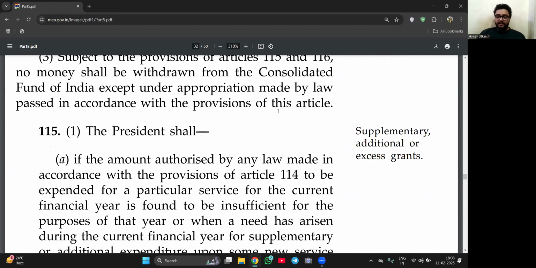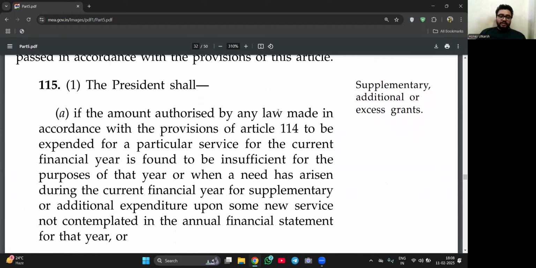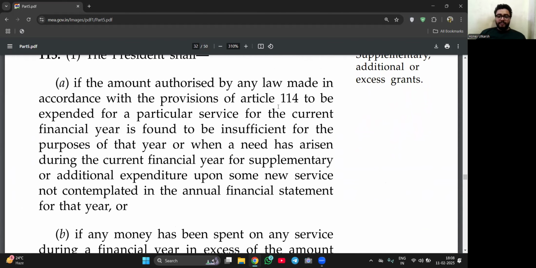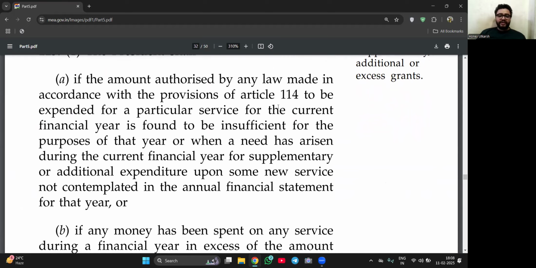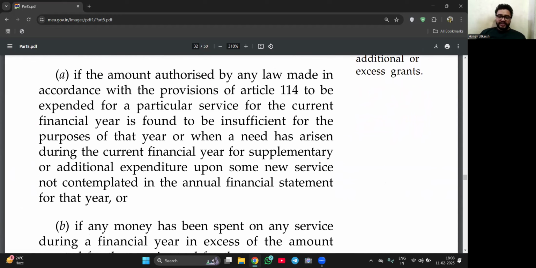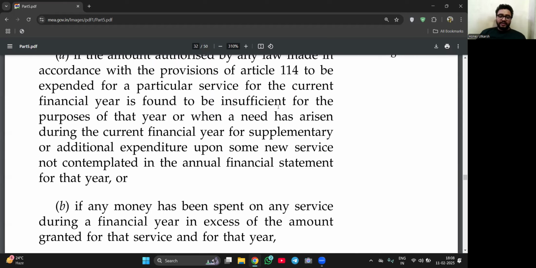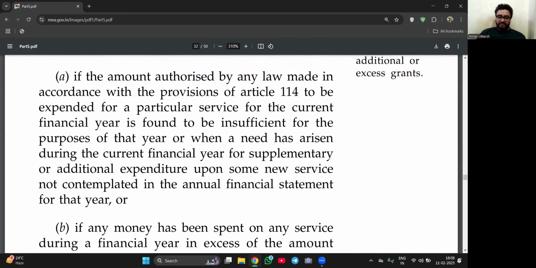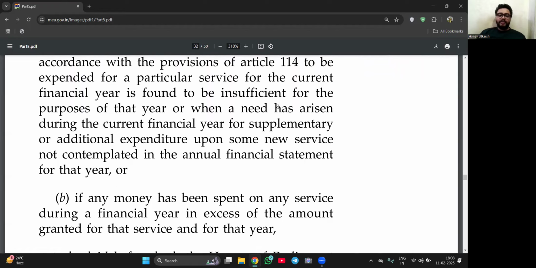Article 115, supplementary, additional, or excess grants. Clause 1. The President shall A. If the amount authorized by any law made in accordance with the provisions of Article 114 to be expended for a particular service for the current financial year is found to be insufficient for the purposes of that year, or when a need has arisen during the current financial year for supplementary or additional expenditure upon some new service not contemplated in the annual financial statement for that year, or B.